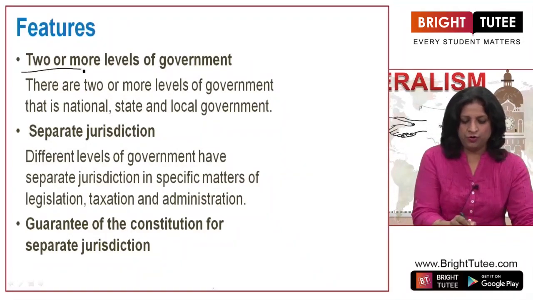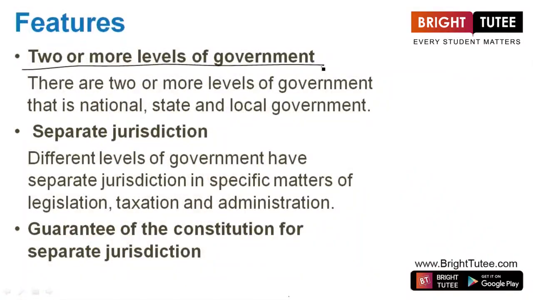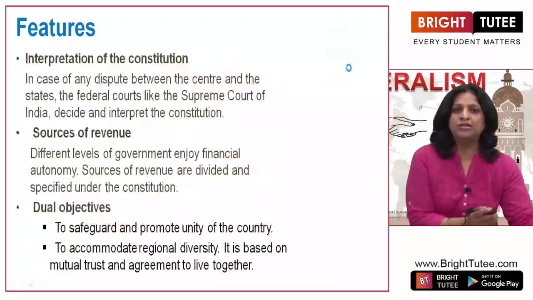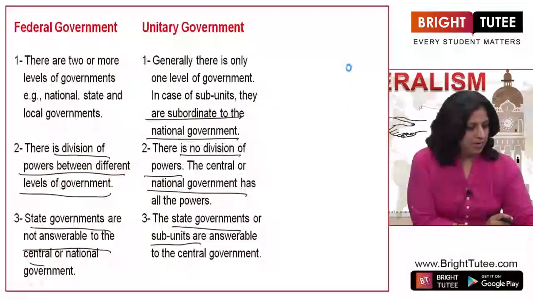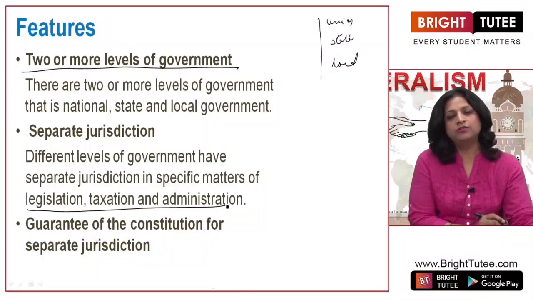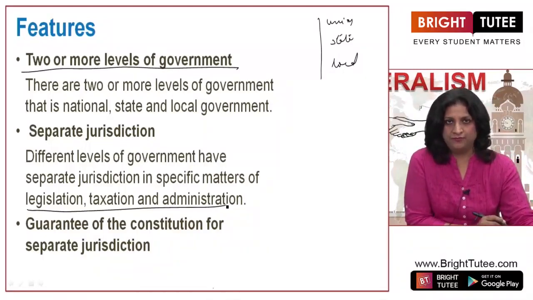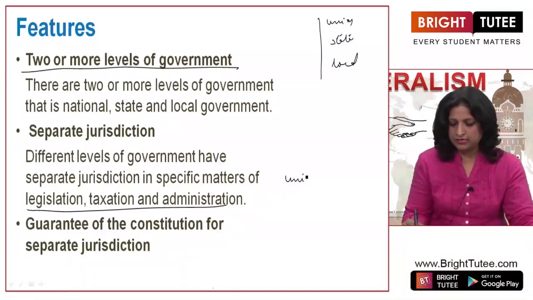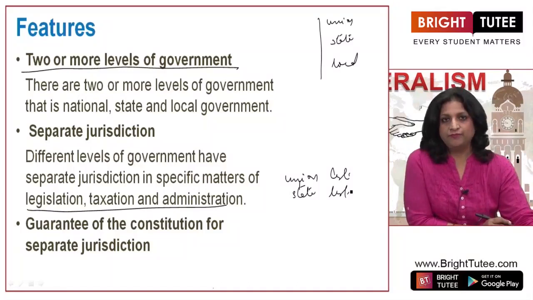First major feature, two or more levels of government. As I told you in the definition, known as the vertical division of power. Two levels, union and state, and the third is local. That is two or more levels of government. Second, separate jurisdiction. In the matters of legislation, taxation and administration, both the center and the state have their own jurisdiction. They have their own subjects on which they make laws, known as union list, state list and concurrent list. And they have their own taxes, that is their sources of revenue.